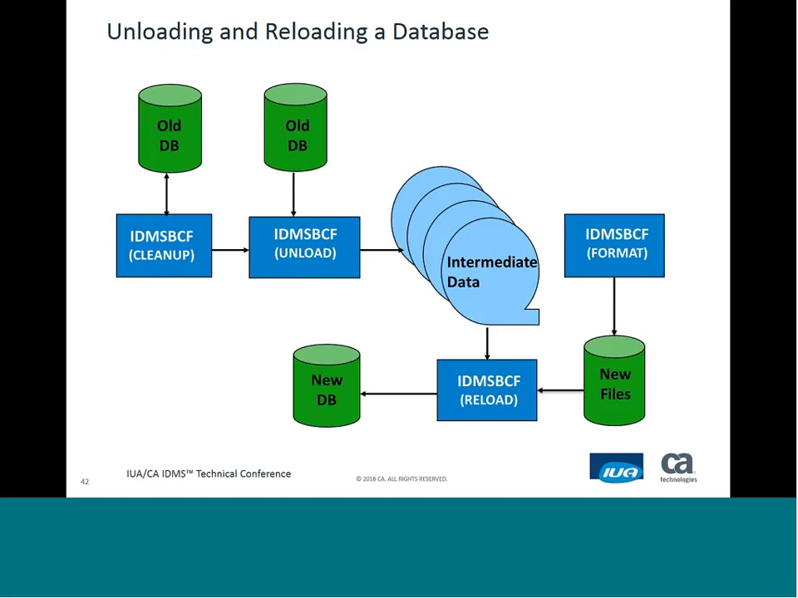Unload, as the name implies, goes through and reads the database, strips off the records for the specified areas, and writes them to intermediate files. Unload is really a single step that processes the entire database. Those intermediate data files are then read into the reload utility. So unload used the old DB as just retrieval.